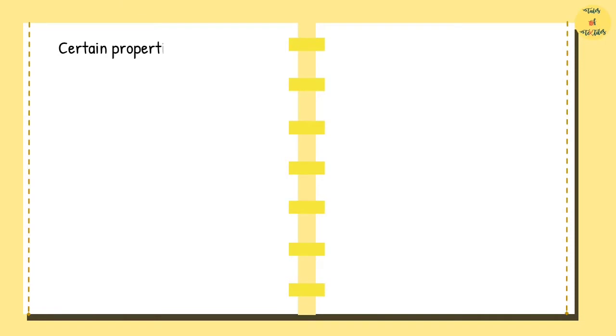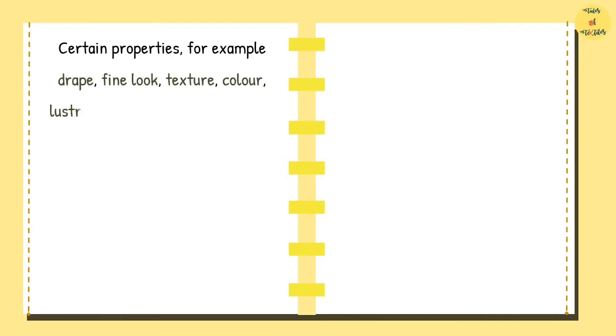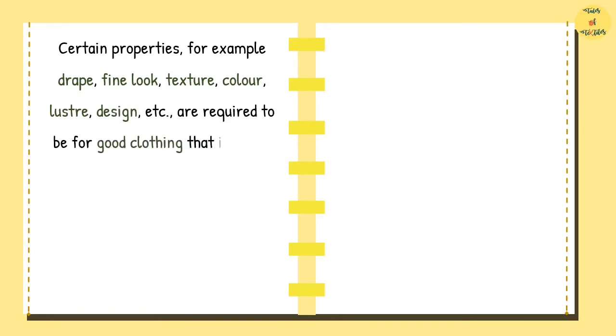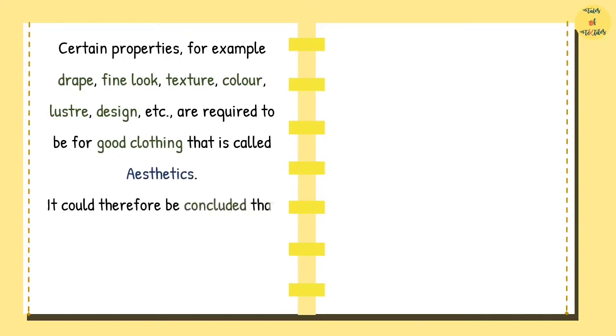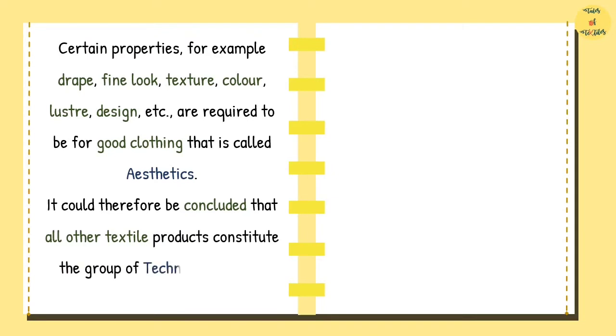Certain properties, for example drape, fine look, texture, color, luster, design, etc., are required for good clothing; that is called aesthetics. It could therefore be concluded that all other textile products constitute the group of technical textiles.